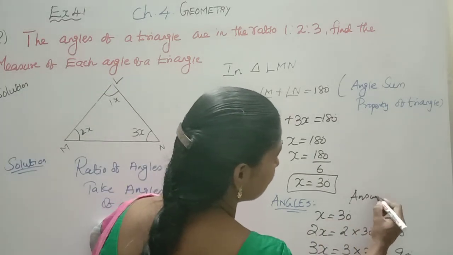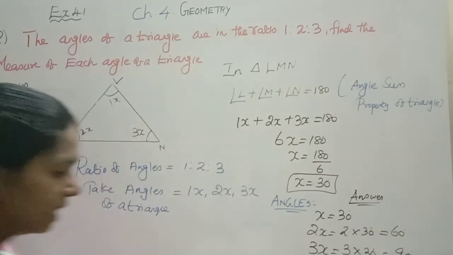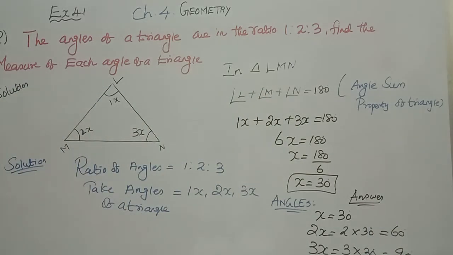You have already studied this sum in your 8th standard. Again, it is given for revision here. So what are the angles? Finally, 30, 60, 90. These are the angles of the triangle.